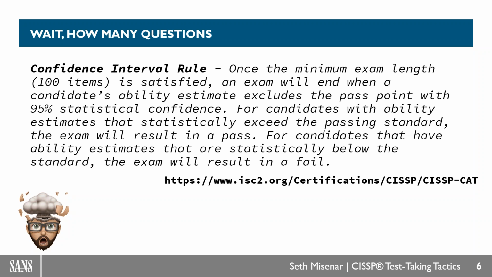What you'll see with this confidence interval rule is that really the adaptive engine is trying to figure you out. It's trying to understand you as a test taker, and it wants to get to a confidence level where it can say, you know what, you're a hard pass, you're a hard fail. And sometimes it takes longer to do that than others. It doesn't mean that you're going to fail if you see over 120 questions by any means.